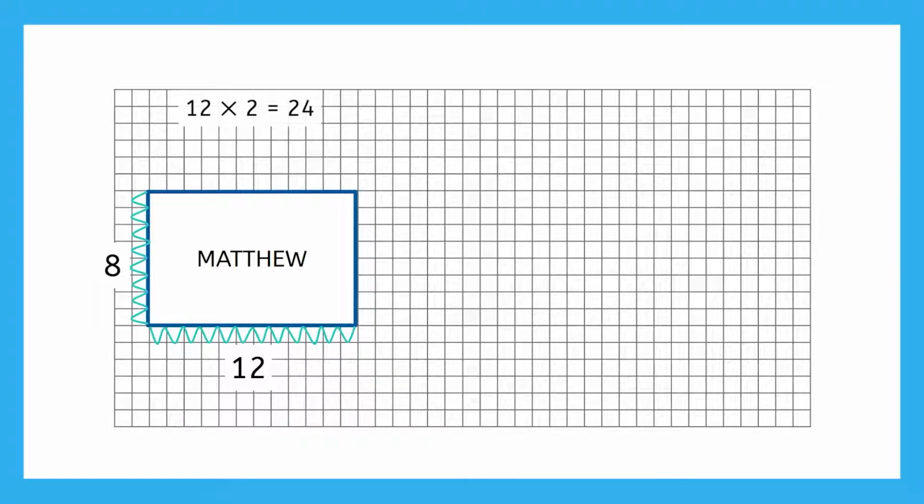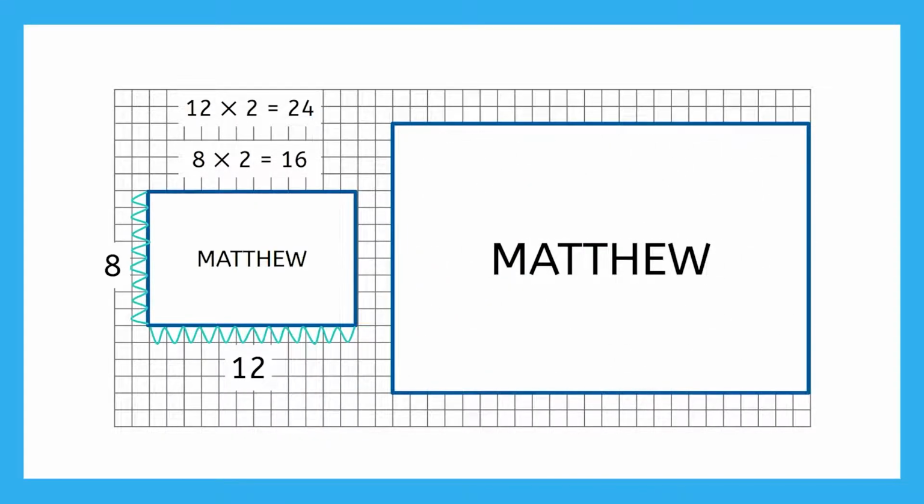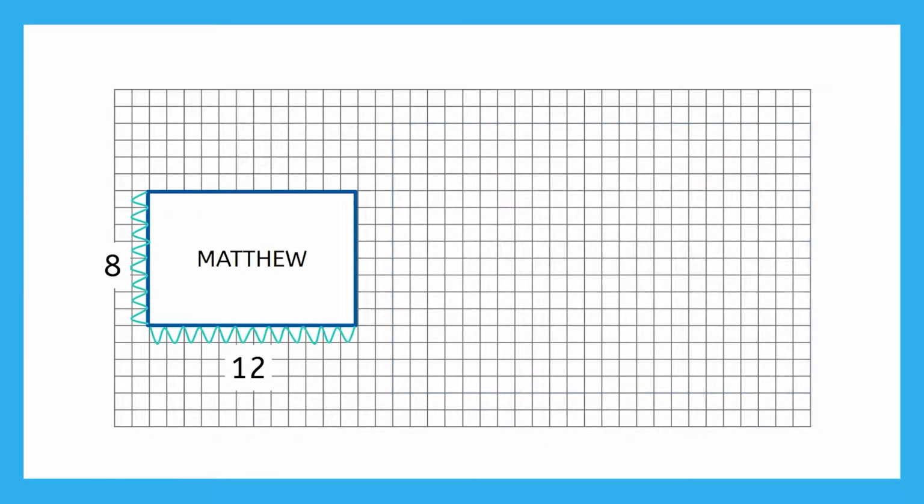12 times 2 makes a new width of 24, and 8 times 2 makes a new height of 16. Oh, something went wrong here. The shape got larger, not smaller. We're going to need to try something different. Are there any numbers that create a smaller product when we multiply them?